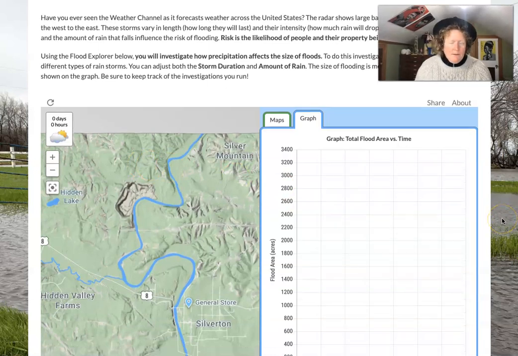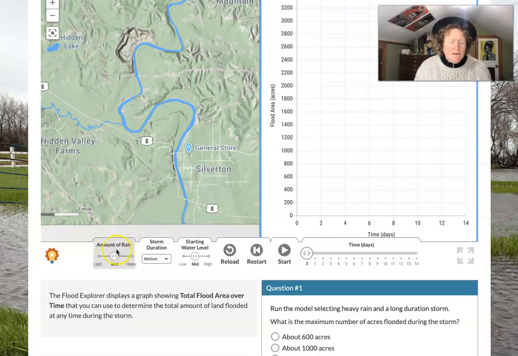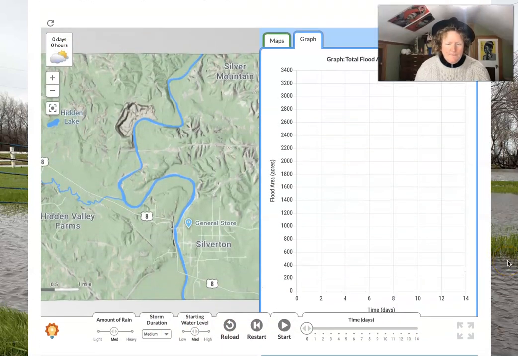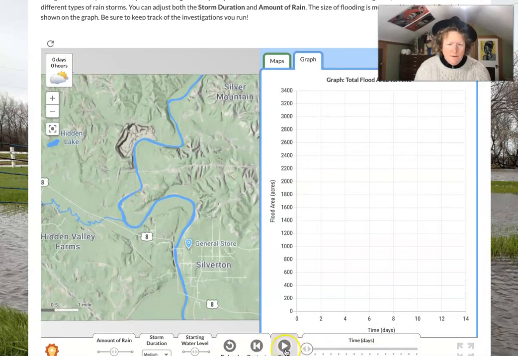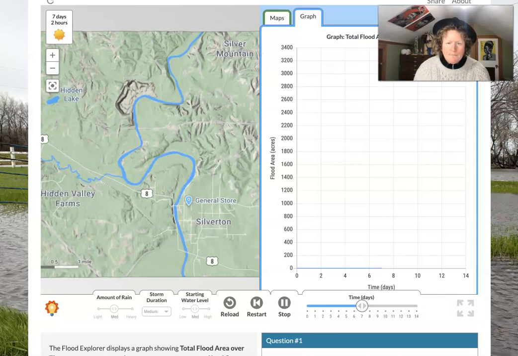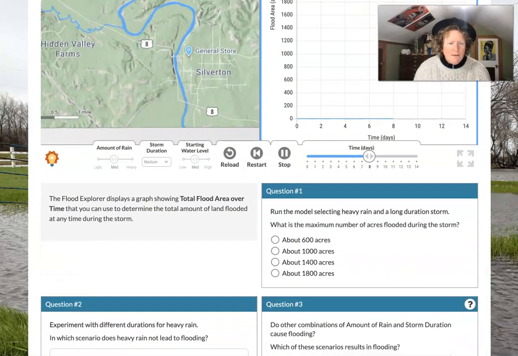So, this is the amount of rain here. Let's set everything to medium for the first one and just run that and see how many acres we can flood here. It'll be sunny for the first couple days. You won't see any rain. And then, well, I don't know that we're going to get any flooding if everything's a medium. We'll let that keep running.